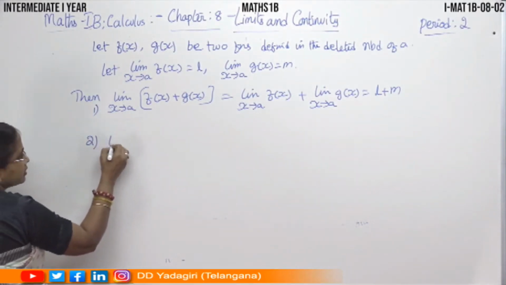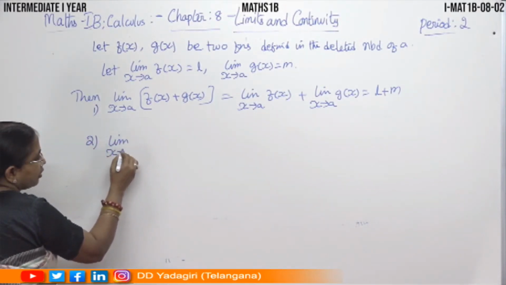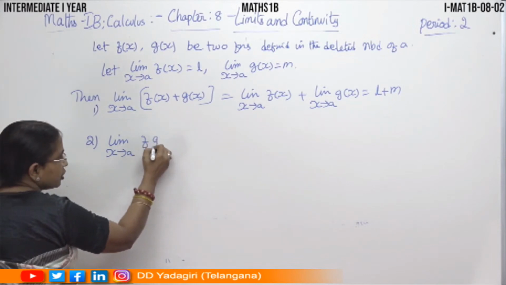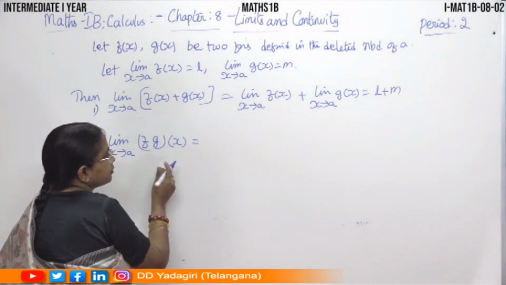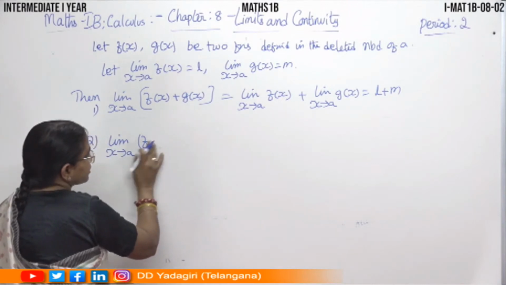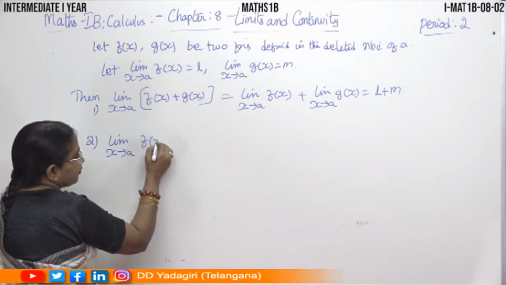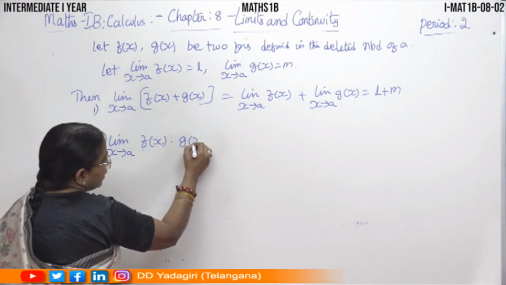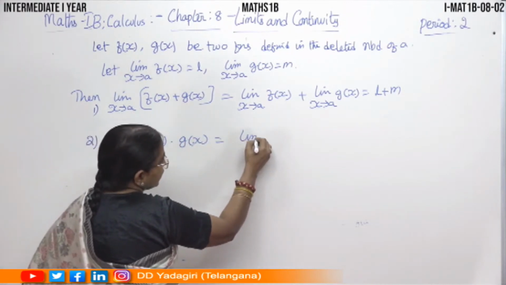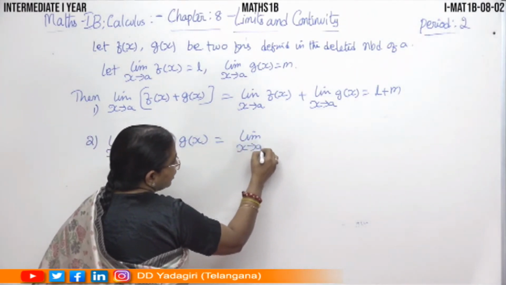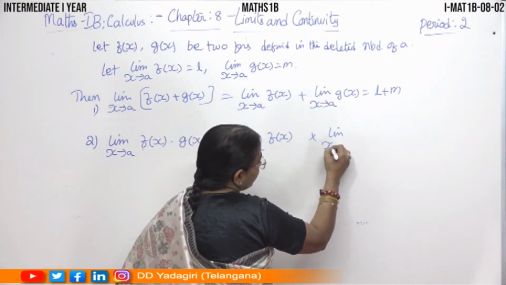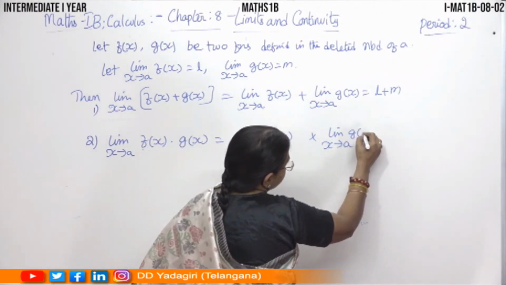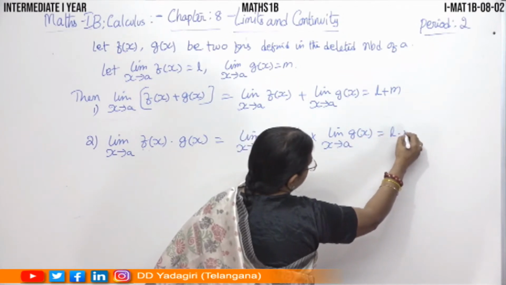Now the second one is the limit as x tends to a of fg of x. fg of x means f of x into g of x. I can write this as the limit as x tends to a of f of x into the limit as x tends to a of g of x. So that is equal to L into m.